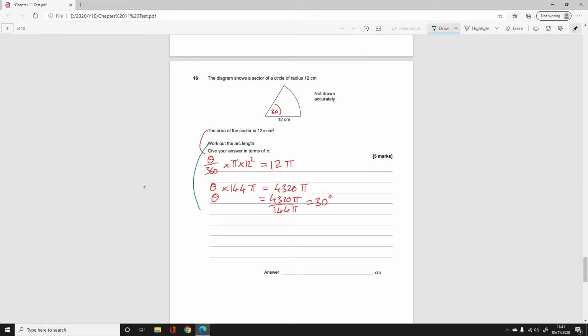The formula for the arc length is going to be theta over 360 times pi d, so times pi times, not 12, diameter 24 I want to use there. We know that the angle is 30, so we can go ahead and write that in as well, so 30 over 360 times pi times 24, and then that is a 12th times pi times 24, and a 12th of 24 is 2, so that will give you 2 pi. Now if you answered 6.28, that's correct, but it says to give your answer in terms of pi, so you would lose 1 mark for not accurately answering it.